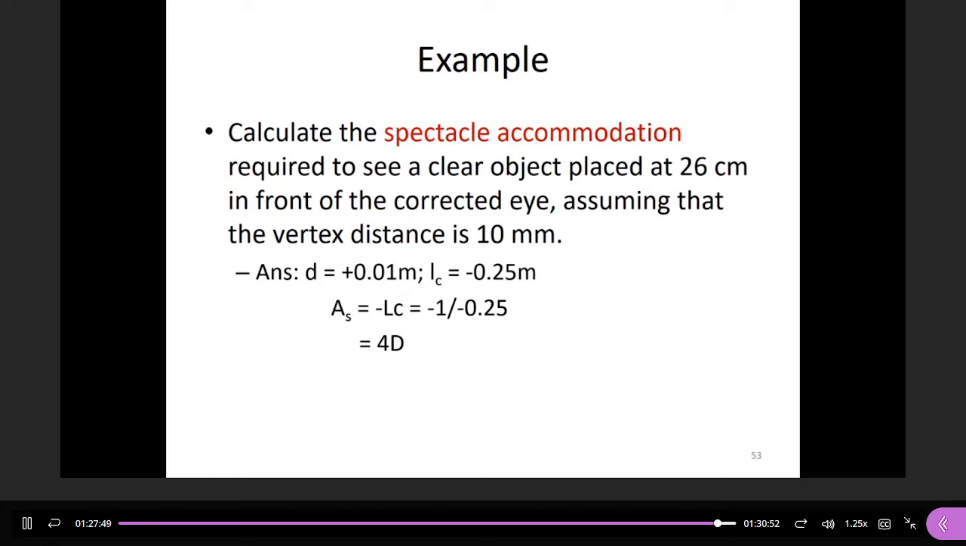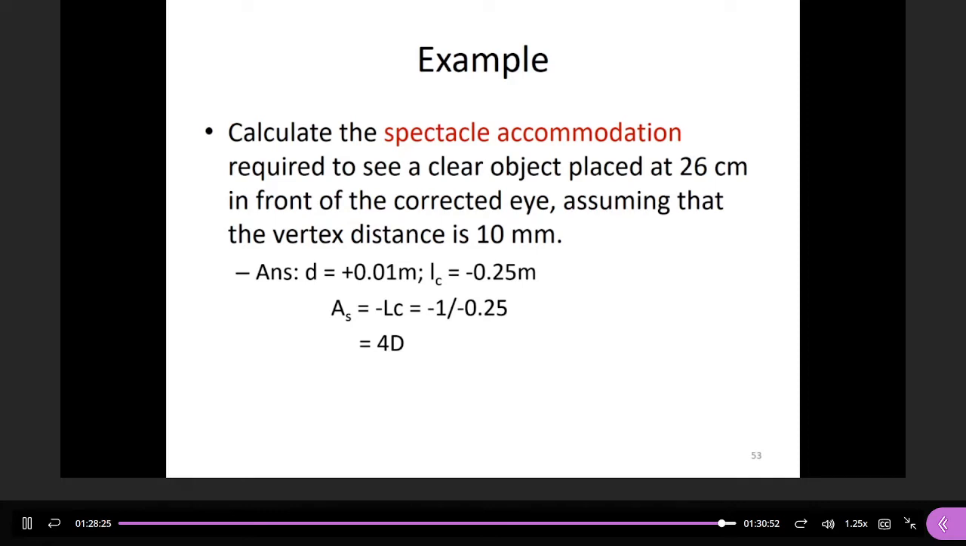As you learned from the last discussion, the accommodation required depends primarily on the vertex distance, for one thing. So when you prescribe your spectacle, you need to be careful, because just by changing the vertex distance, it will also change the other parameters as well, particularly for people with high myopia or hyperopia, where the impact is even larger. So the vertex distance is one thing.